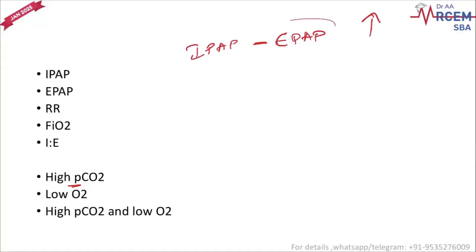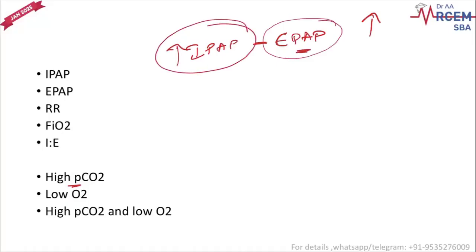That's why we keep EPAP at the same reading. Only we will increase the inspiratory positive airway pressure. This one is the same, we are not changing it. Respiratory rate: the faster you breathe, the better, because you are washing out the carbon dioxide, hyperventilation. But if the respiratory rate goes beyond 20, it is not recommended.